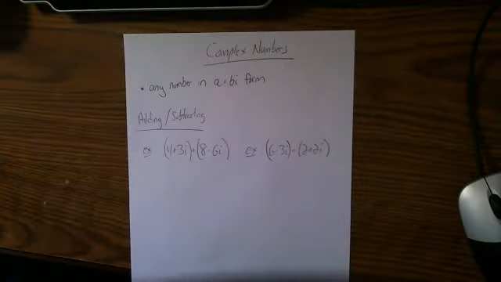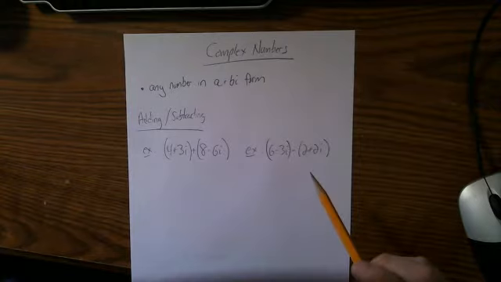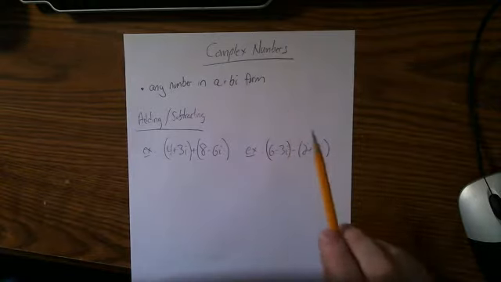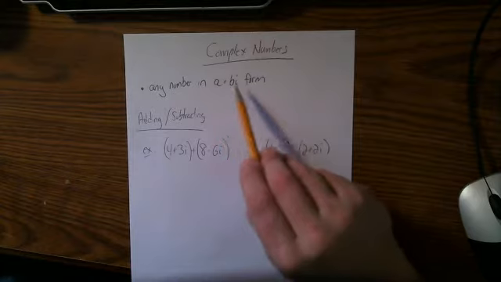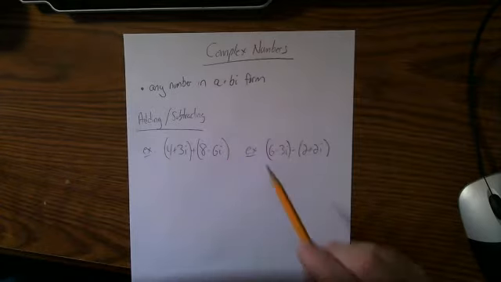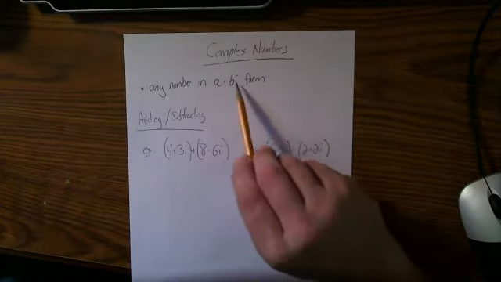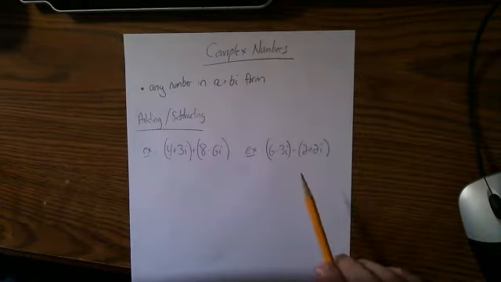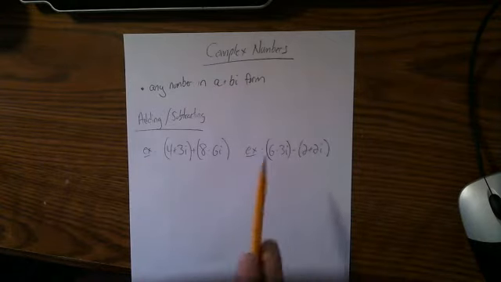So a complex number is any number that's expressed in a plus bi form. Now what that's saying is that a complex number is not an imaginary number, it's an imaginary number in which you've already performed some substitution, and it's expressed as a number plus an i to the first power term. So here are some examples of complex numbers.